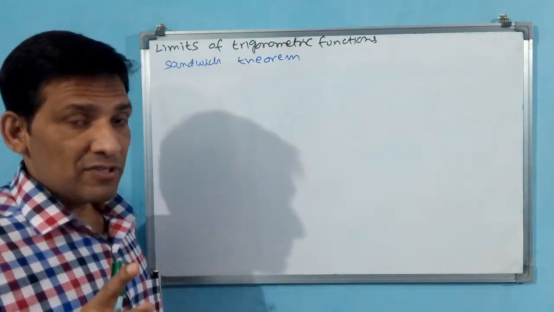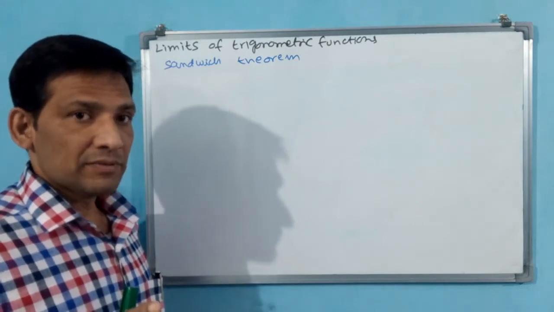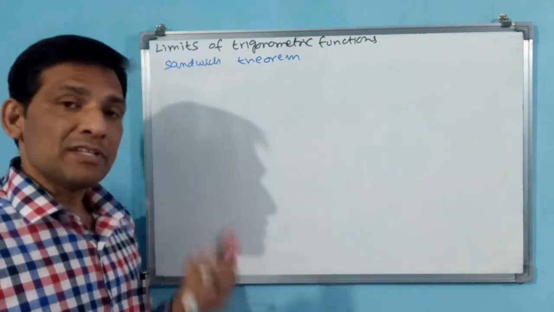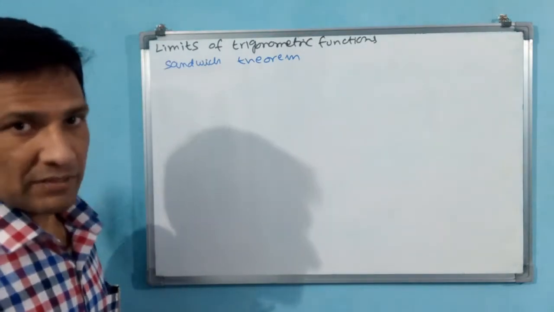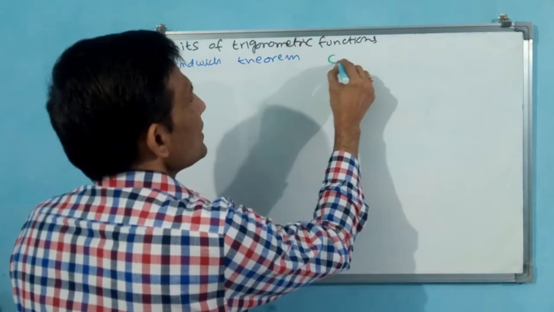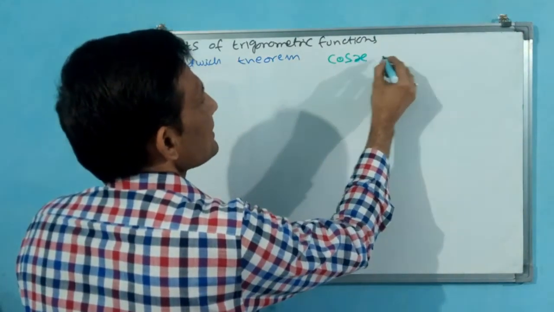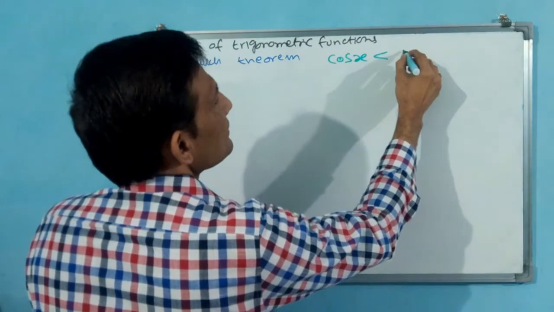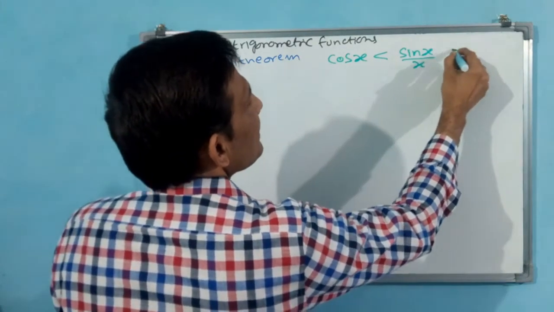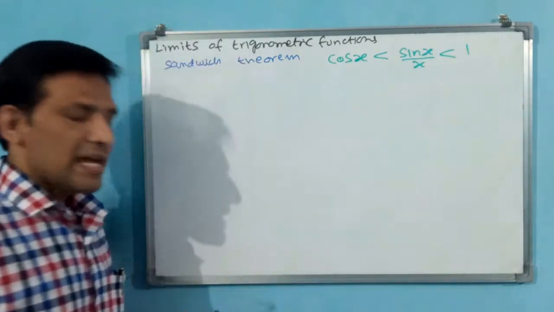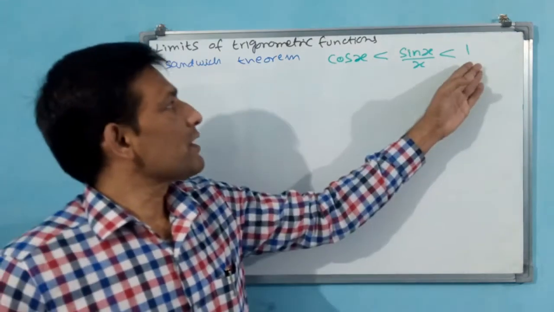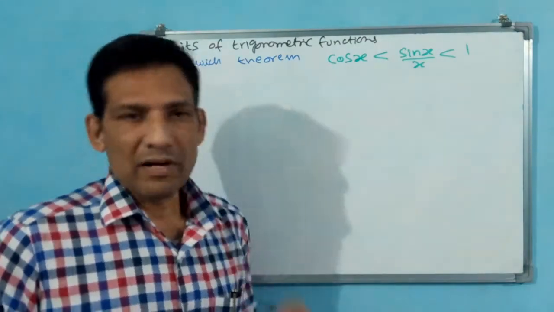Based on the sandwich theorem only, we are going to derive another important limit. See, sandwich theorem is not a limit like algebra. Based on it, we derive the limit afterwards. What is the sandwich theorem? It is like this: cos x is less than sin x by x is less than 1. You may ask, why are you comparing cos x, sin x by x and 1?